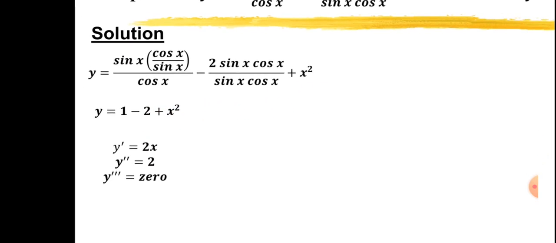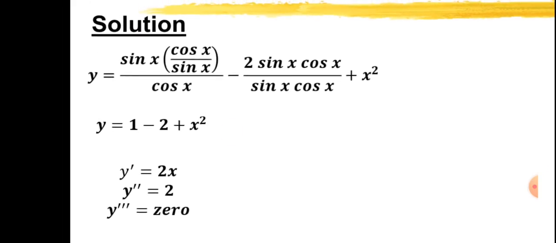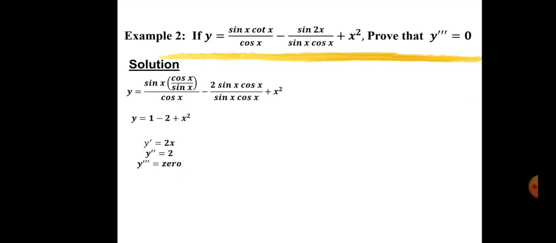Now find the derivative. We just have simplified our problem to be 1 minus 2 plus x squared, or negative 1 plus x squared. Now y prime, find the derivative here. These are constants, their derivatives are zeros, so x squared gives 2x. This is y prime. To find y double prime, the derivative of this, which is 2, and in the last line, y triple prime, you have to work on the second derivative. Here, the derivative of 2 is 0. So y double prime equals 0.